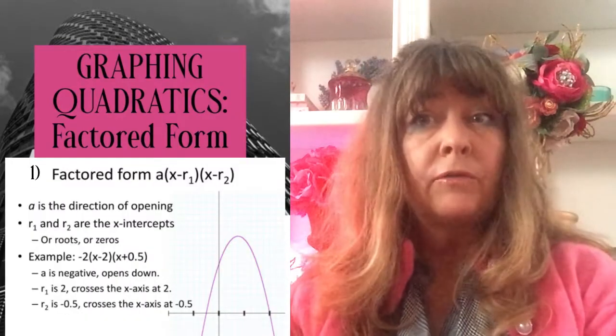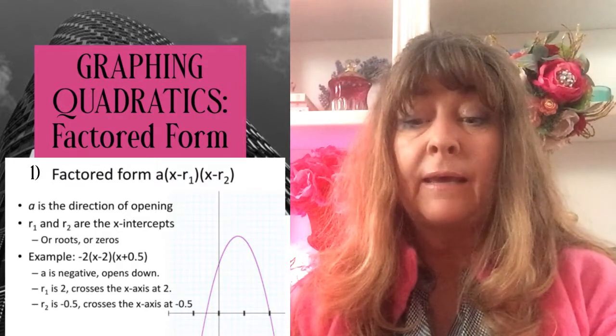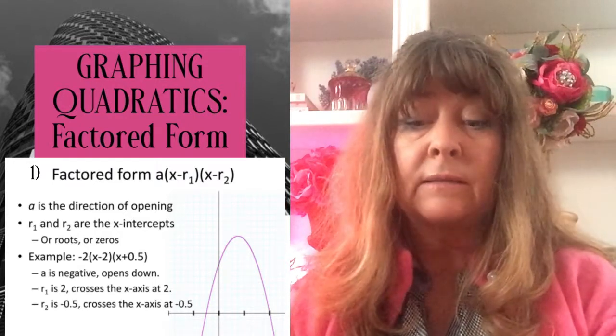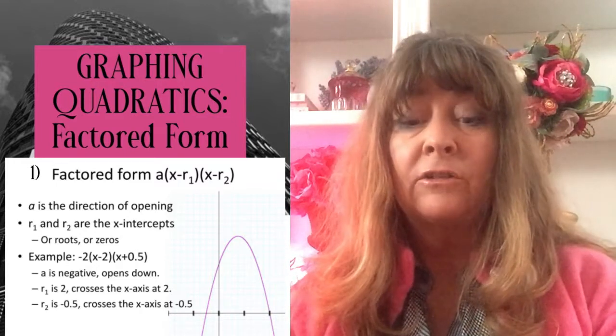First, we will go for the easiest thing to find with factored form, and that is the x-intercepts, where the parabola crosses the x-axis. This is where y equals 0. So we set each factor to 0 and solve.